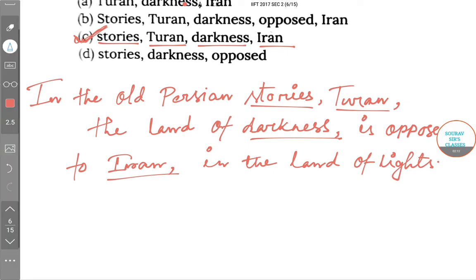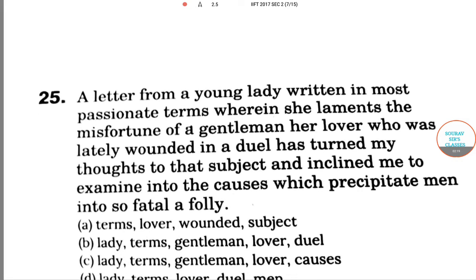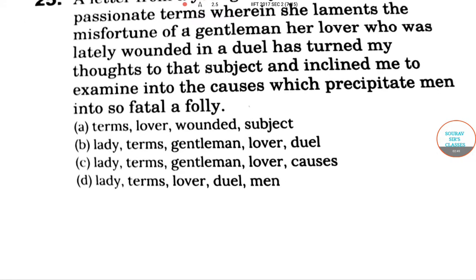Okay, now let's go to our next question. Well, it's a huge question. Okay, let's solve it. The question is: a letter from a young lady written in most passionate terms, wherein she laments the misfortune of a gentleman, her lover, who was lately wounded in a duel, has turned my thoughts to that subject and inclined me to examine into the causes which precipitate men into so fatal a folly. Now here the correct answer is option B, that is lady, terms, gentleman, lover and duel. So we can put the commas after these words.